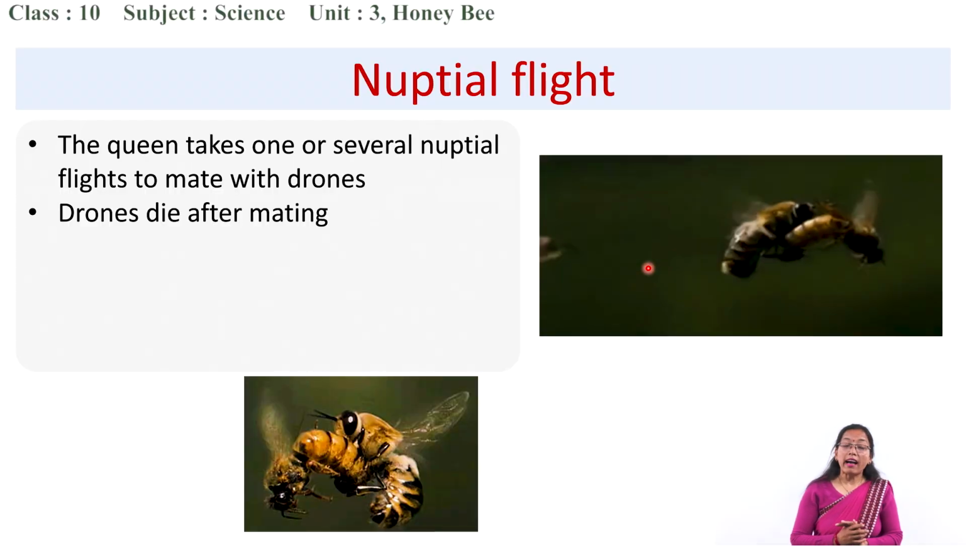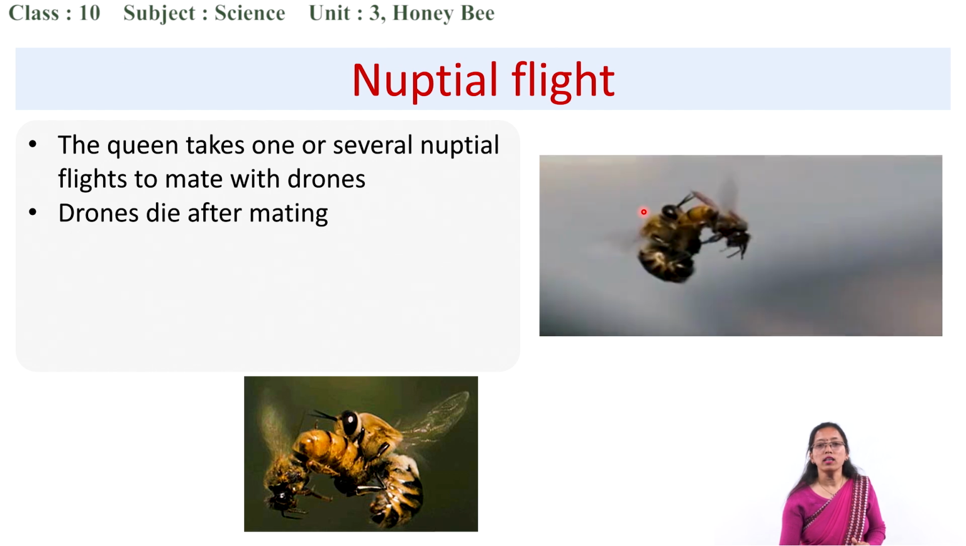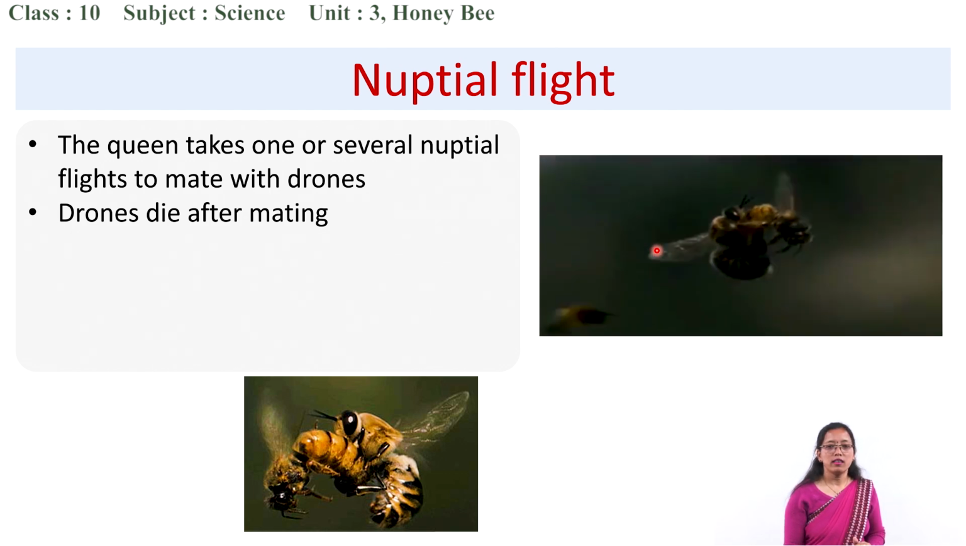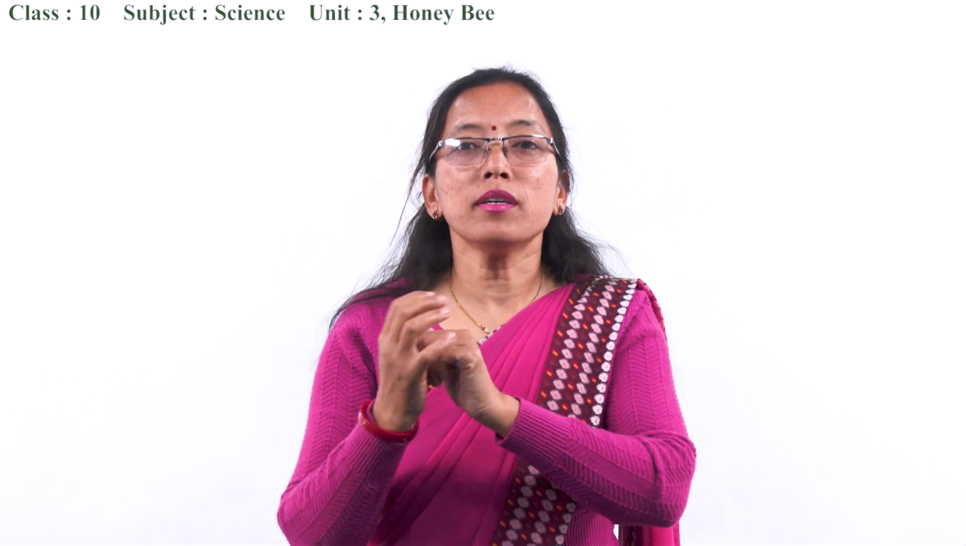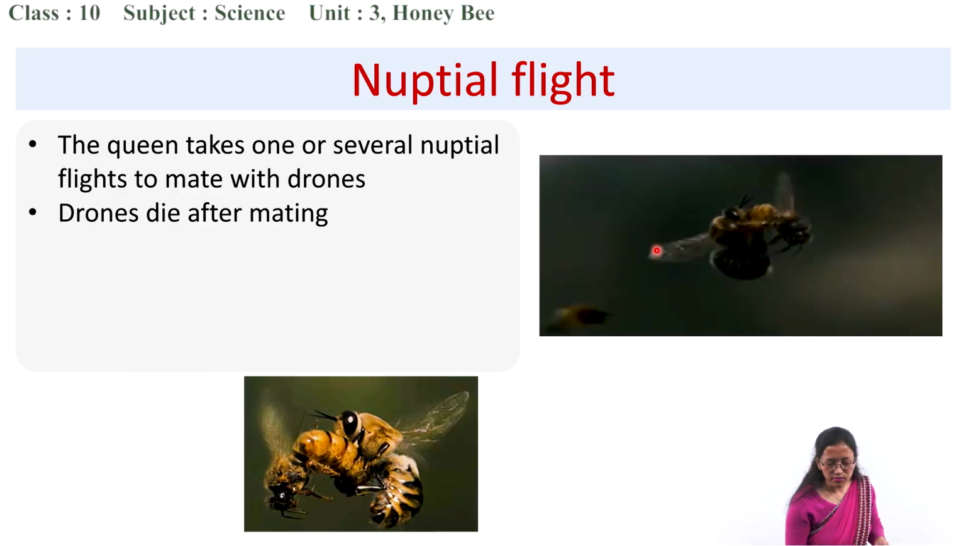Drone dies after the mating. See, when it mates with this queen bee, the drone will die. It just falls down and dies. Why does it die? Because when it performs the mating, it tears its internal structure, even the abdomen. While inserting the sperms into the queen bee, it tears its whole body structure also. Because of that, it dies.